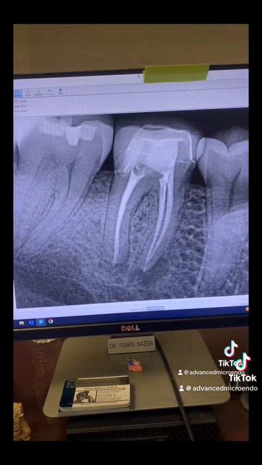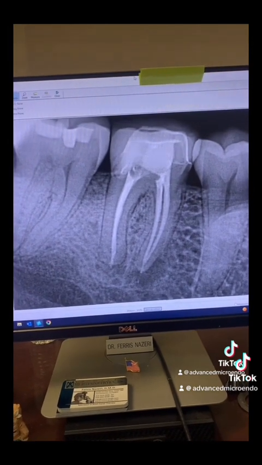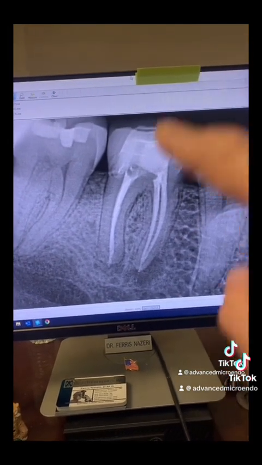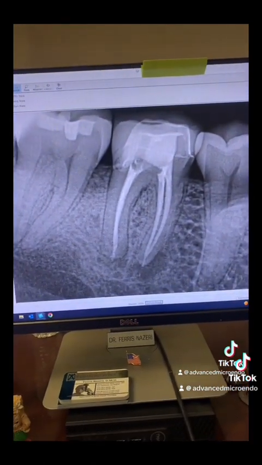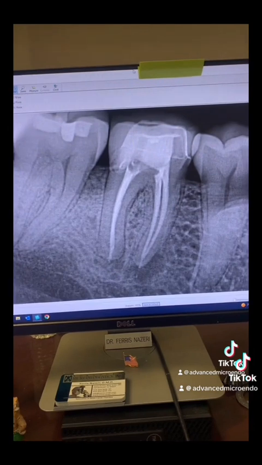The patient decided that he wanted to try to save the tooth, so that's what we're going to do next time. I'm going to go through the crown, so he may need a new crown, and redo the root canal for him. And we'll see. Only time will tell.